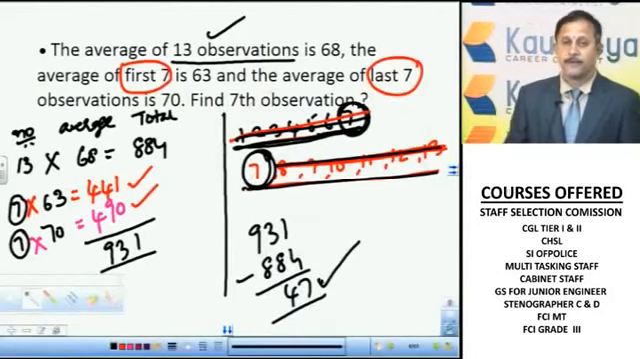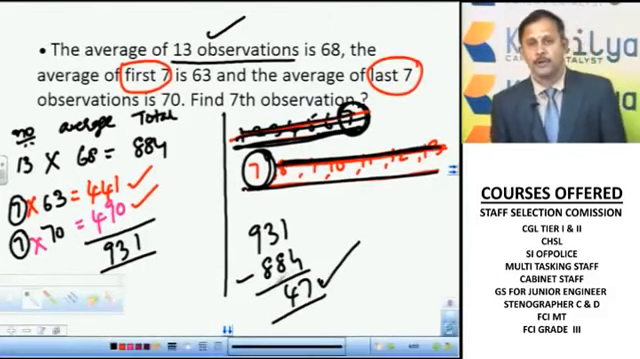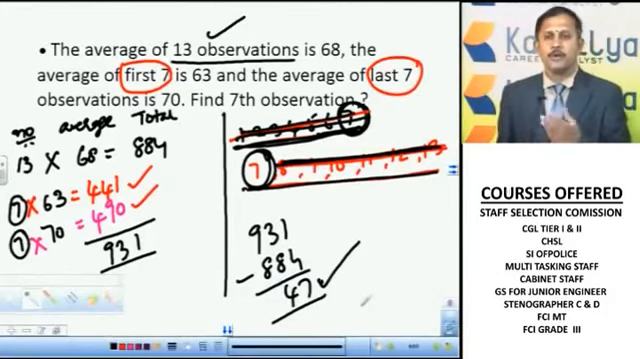931, that is the total for all these elements, and out of 931, if you eliminate these elements, that is 884, we can get 47 as the value of the 7th number, which is common to both the subgroups.